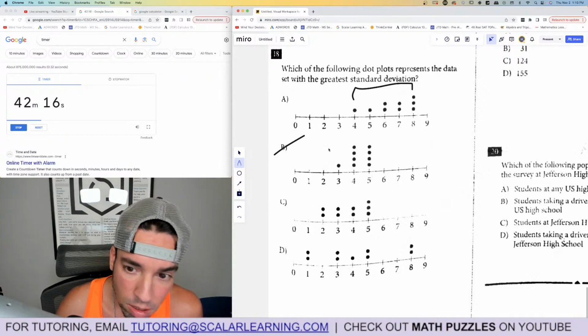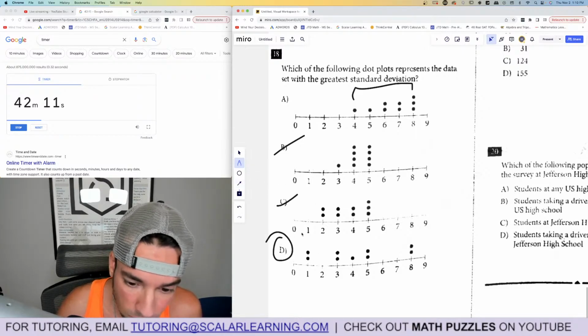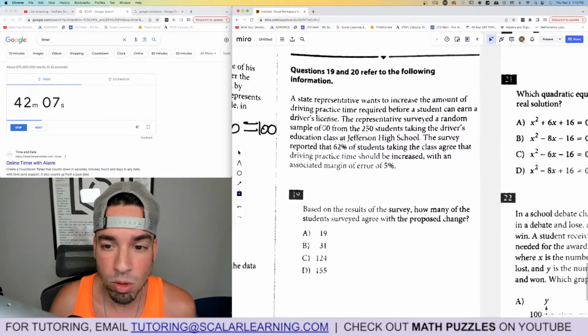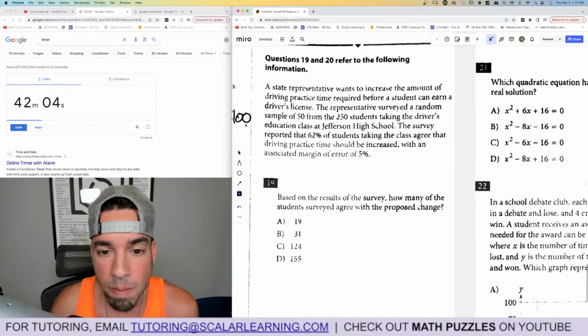It's all tightly packed. This one is kind of like A, but a little bit spread. But D is really spread out. So D is the winner. And also look at the numbers, but all the numbers were the same. So we're good to go. Boom, done. 19. See, difficulty slowly leveling up.